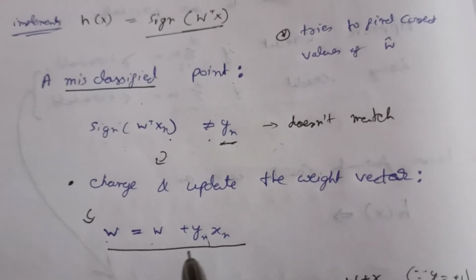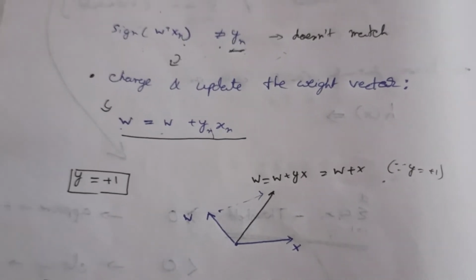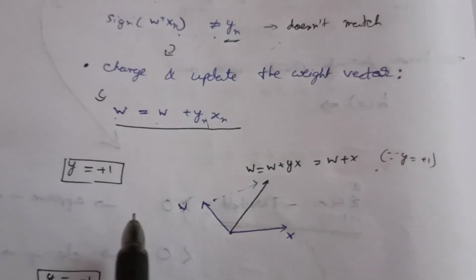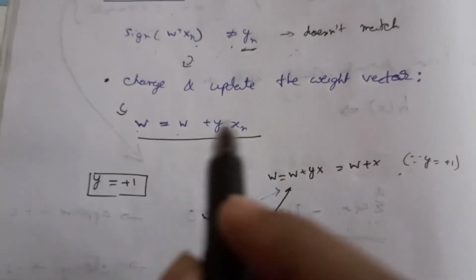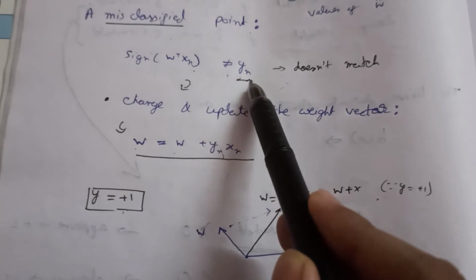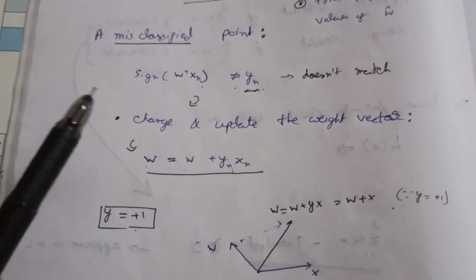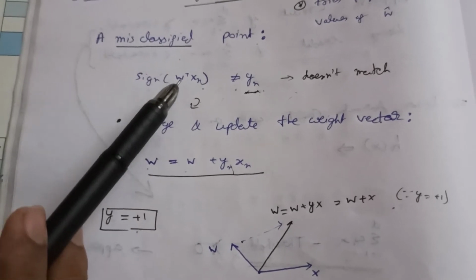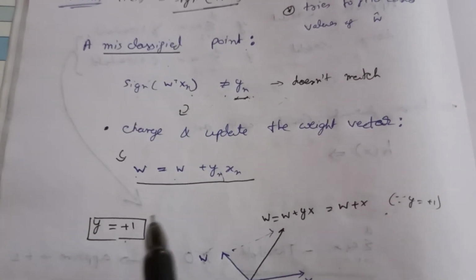But first, for now, we are going to show you how this actually works and why we are doing this. Suppose there is a data point where y equals plus 1, so the actual value of yn is plus 1. But our function is giving us minus 1. That's why there is a mismatch.